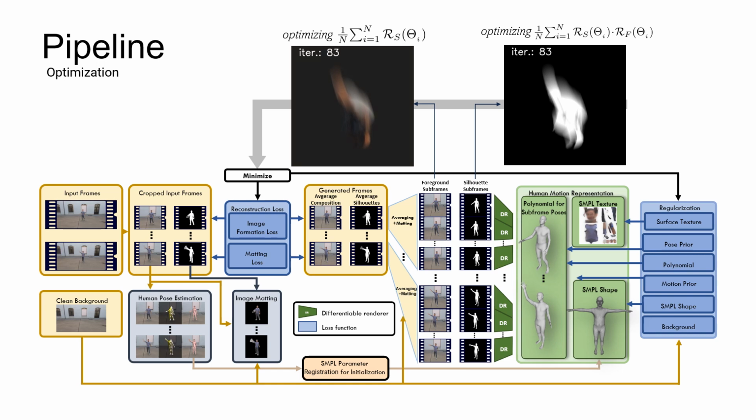Leveraging the capabilities of the differentiable renderer, we generate these subframes, both for the foreground and the silhouette, and subsequently average them. We compute loss terms using the input blur and the initially extracted silhouette. Additionally, regularization terms are incorporated to refine our model. The optimization process employs the Adam optimizer.